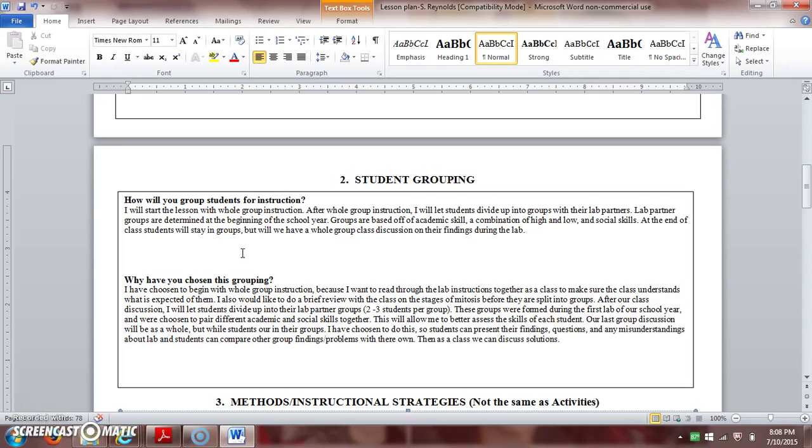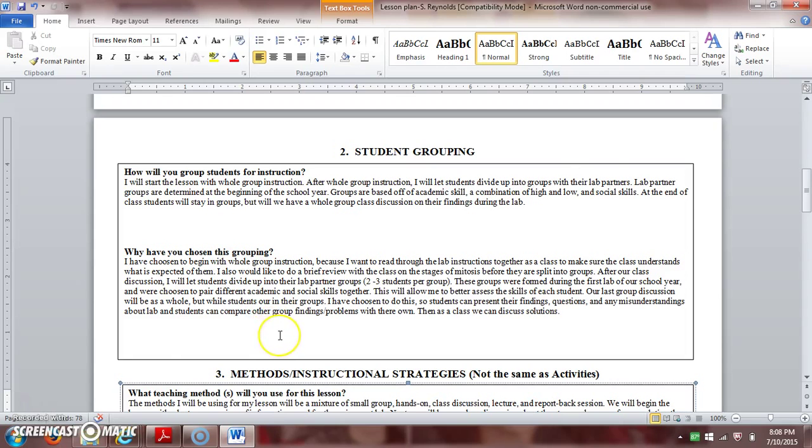And the reason I have decided to start with a whole group discussion is because I want to read through the lab instructions and make sure there is no misunderstandings of what is expected of each group. And I'd also like to do a brief review of the stages of mitosis to kind of refresh their memory about what was just taught so they understand what they will be looking for.